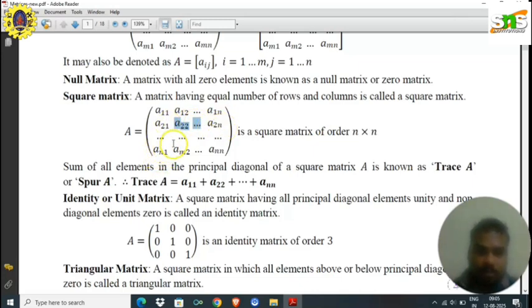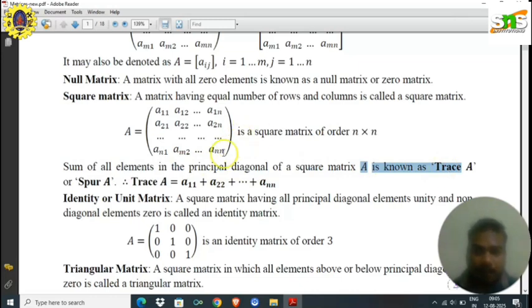Next we see the types of matrix. The first type is the null matrix. A matrix with all zero elements is known as a null matrix. So the matrix contains no nonzero element. It is called the null matrix.